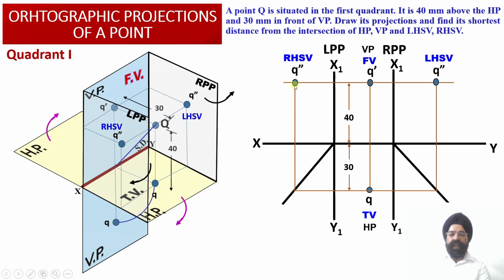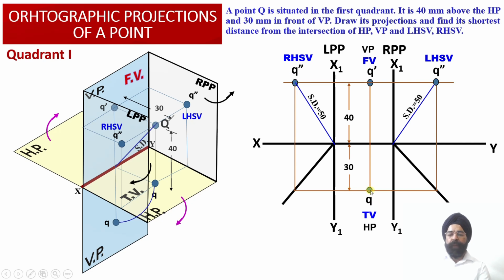Now we can check this point Q double dash, that is the right hand side view projection. It is available at a height of 40 millimeter above the horizontal plane and 30 millimeter from the vertical plane in the left profile plane. Now we can join this point Q double dash with this intersection point over here, that is on the XY reference line. We will observe that this distance, the shortest distance of this point from the XY reference line, happens to be equal to 50 millimeter.